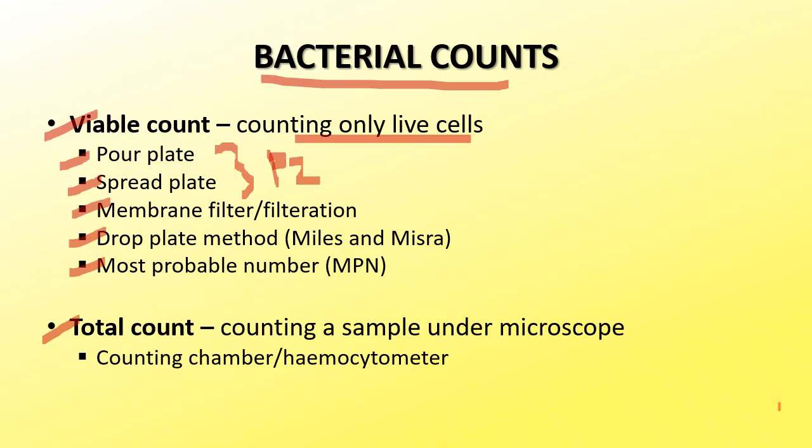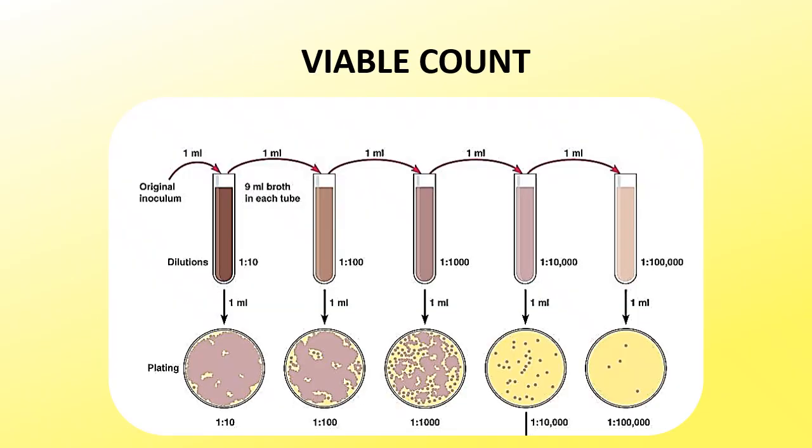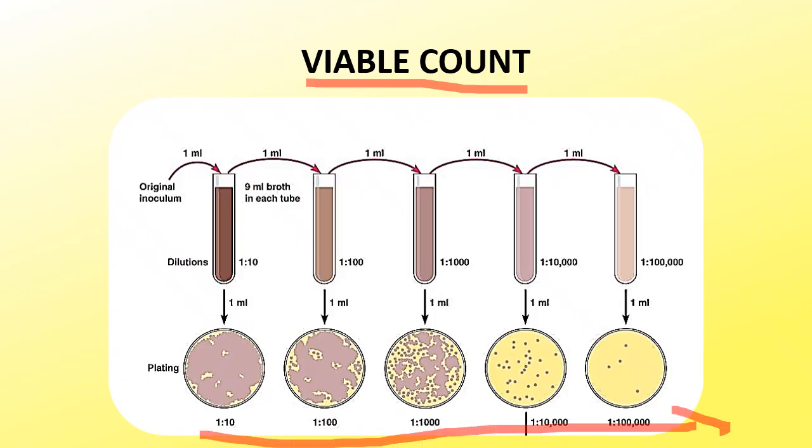And when it comes to the total count, we are counting whatever we can observe under the microscope, which means we are counting live bacteria as well as dead bacteria. And usually that is performed with the help of a counting chamber, also sometimes known as a hemocytometer. One of the common practices in viable count is serial dilution. The objective of serial dilution is to dilute the concentration or density of the bacteria so that we can count them in the plate.